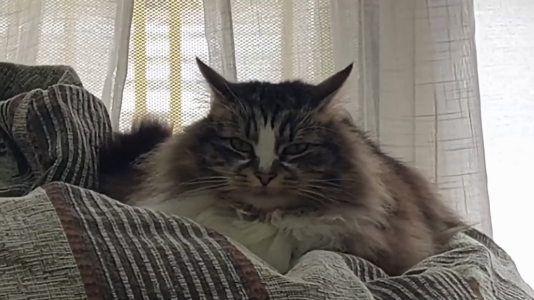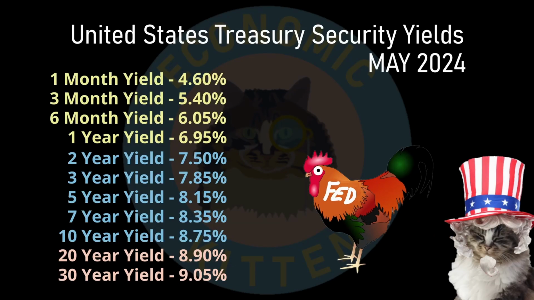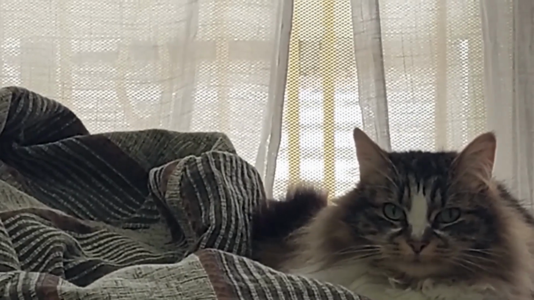Now, these were make-believe yields. We can apply these same principles to US Treasury yields in 2024 to see what the market thinks. These yields look all jumbled.